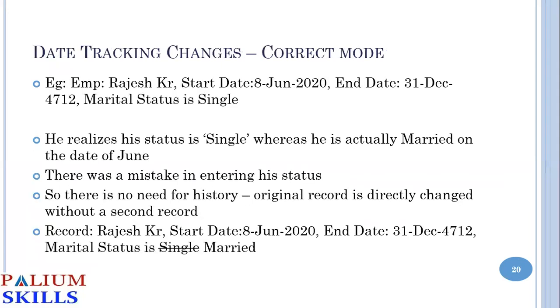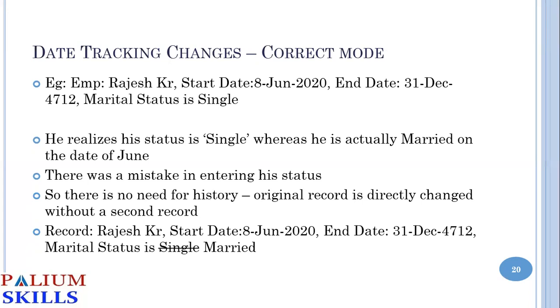Now the next one, we come to the correct mode. The date tracking also has a correct mode where you don't need to maintain the history. This is more in case where there is a mistake in entering the data and you don't need to enter or maintain the history of an incorrect record.